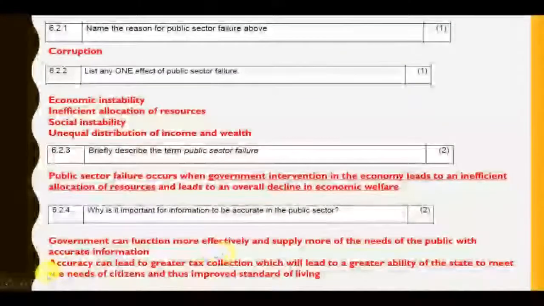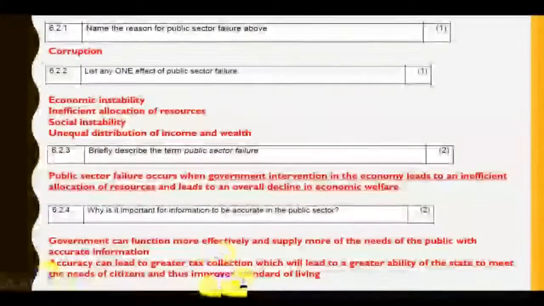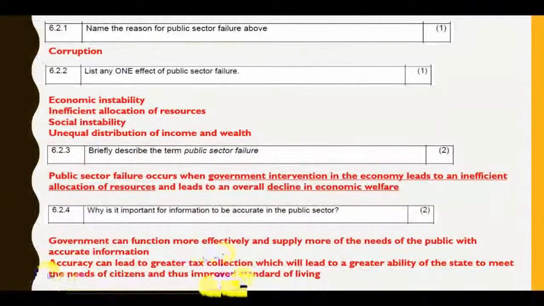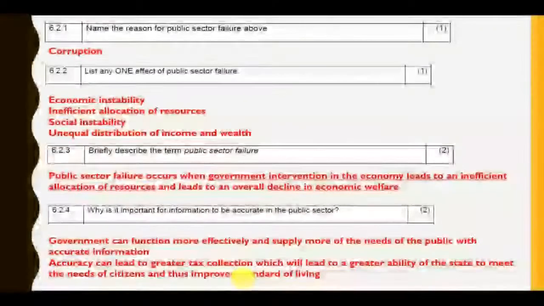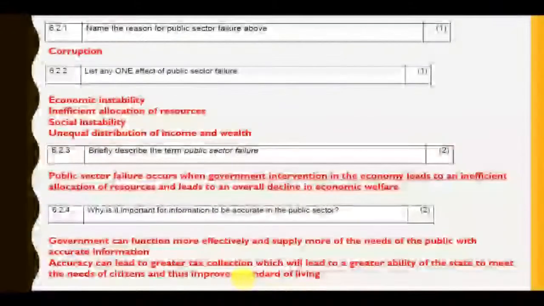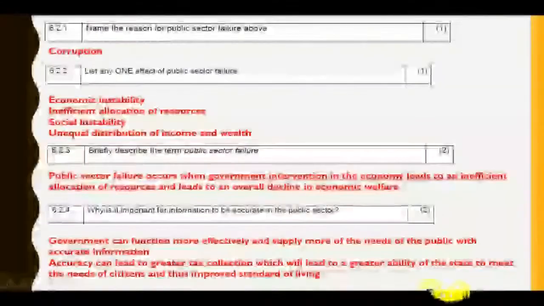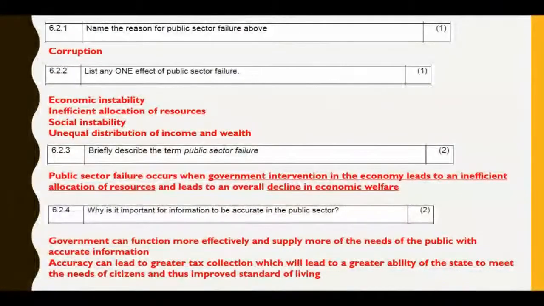Another thing you could put in your answer, grade 12s: accuracy can lead to greater tax collection. So if I know exactly how many people are employed, if I know how much they're earning, which tax bracket they fall into, I can increase my tax revenue collection as the state. And remember, what does the government do with this money? The government meets the needs of citizens. So this leads to a greater ability of the state to meet the needs of citizens and thus an improved standard of living.